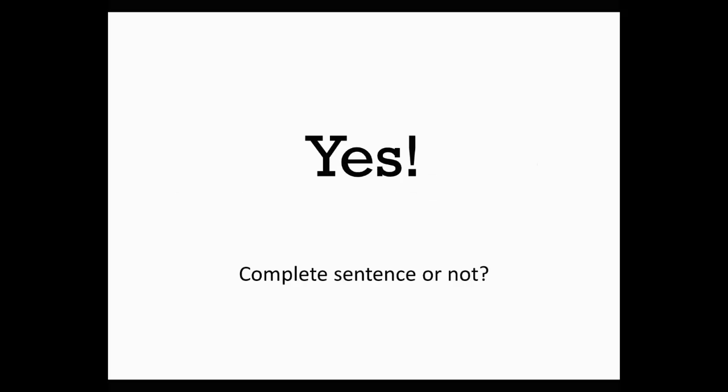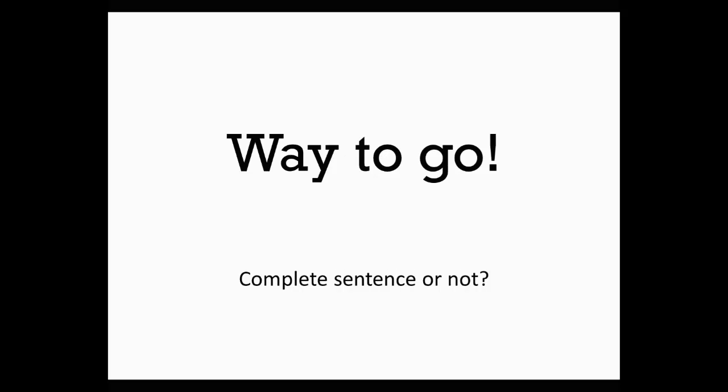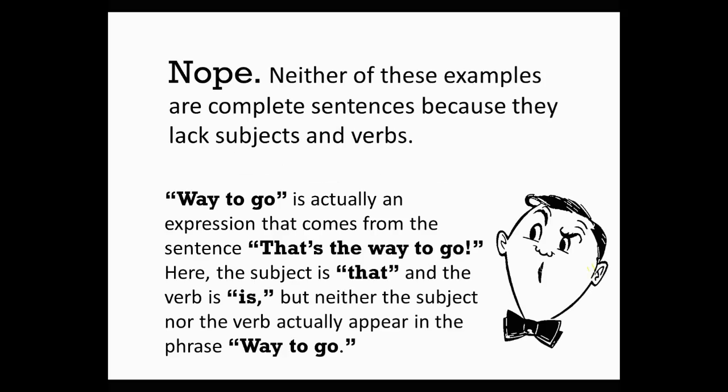If someone were to ask you whether or not "yes" is a complete sentence, what would you say? What about "way to go"? Because neither example contains a subject or a verb, they're both sentence fragments. If you are unsure of the phrase "way to go," remember that this phrase is a part of the sentence, "that's the way to go." Here, the subject is "that" and the verb is "is," but neither actually appear in the phrase.